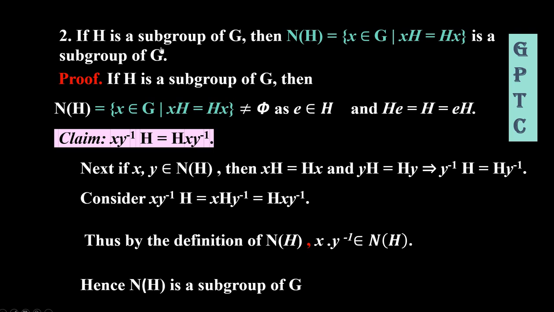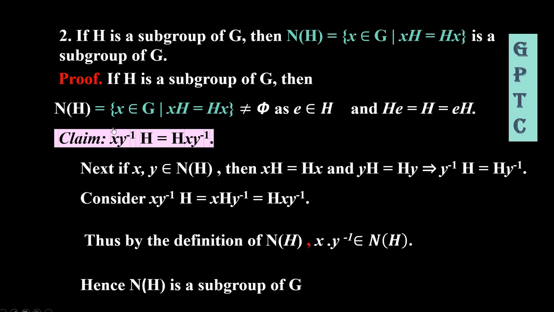Now in the second one, if H is a subgroup of G, then N of H, which is this collection, is a subgroup of G, for which what is given you have written. As before, it should be a non-empty collection. So E commutes: E being a member of H, HE will be equal to H. So H is also equal to EH. So HE is equal to EH, and therefore E must be present in N of H.